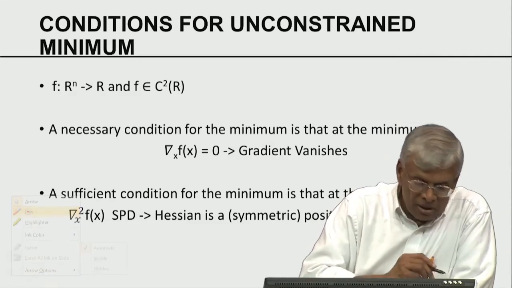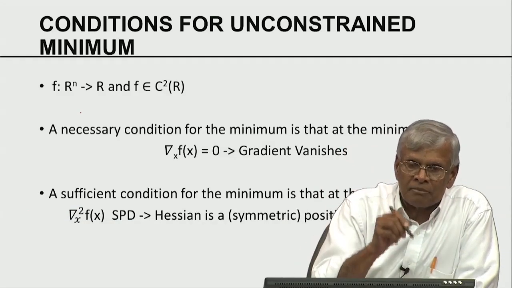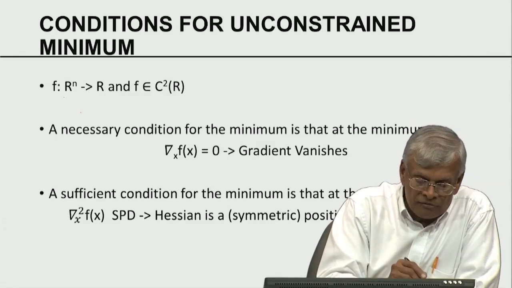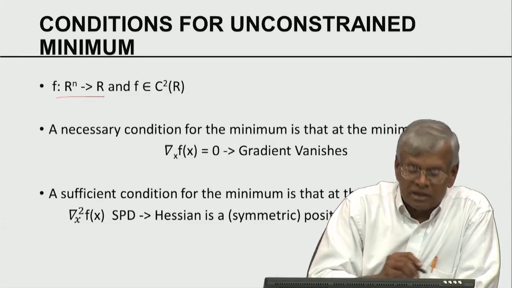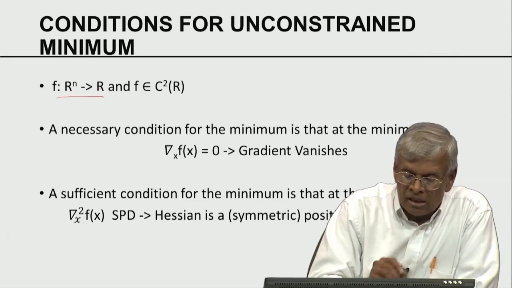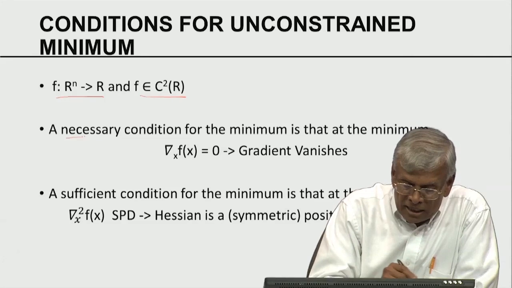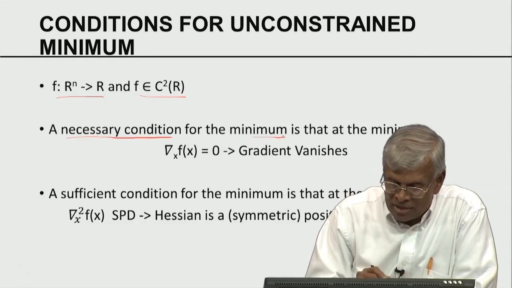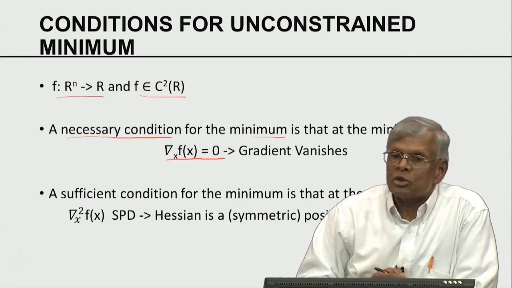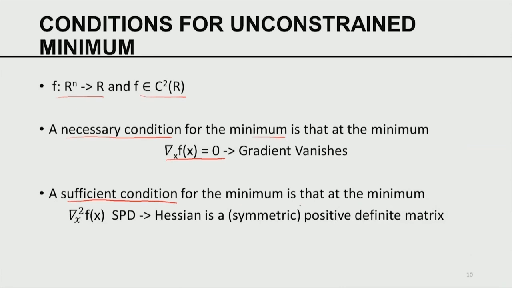So the conditions for the unconstrained minimum, again, most of us know from basic calculus, but in calculus we talk about univariate functions. Here I am talking about the corresponding results for the multivariate function. A multivariate function means it is defined over a vector, with scalar value. F is in C2, twice continuously differentiable. A necessary condition for the minimum to exist is that at the minimum the gradient must vanish. A sufficient condition for the minimum is that at the minimum the second derivative must be positive definite. That means the Hessian is a symmetric positive definite matrix.